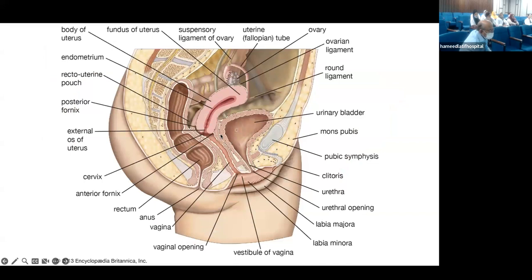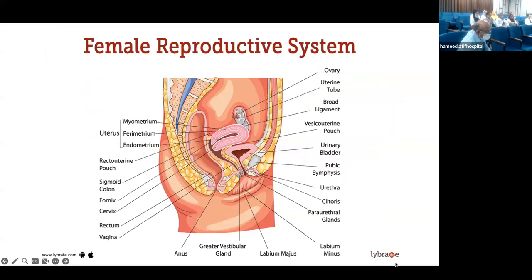This again is the same, but it shows the relationship of some structures. This is the vagina, rectum, and the vaginal walls. Here the pubic symphysis, and the others. This is where the Bartholin's glands or vestibular glands are situated, this area. And their duct opens into the lower part of the vagina or close to the hymenal opening.